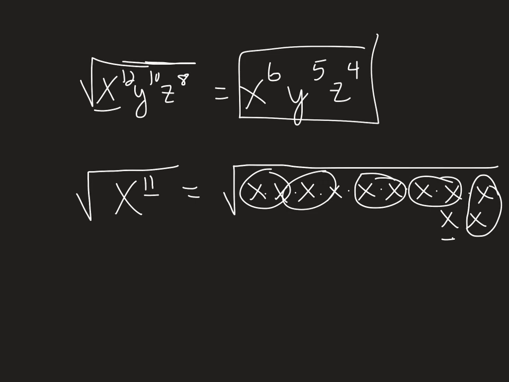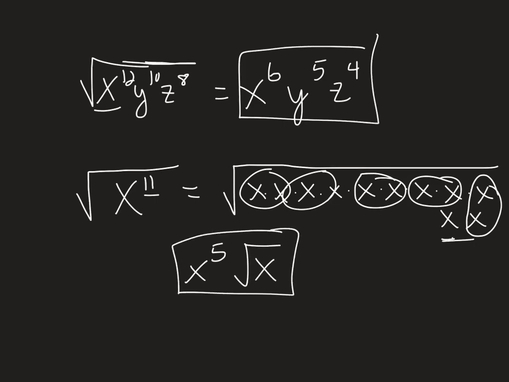All right, so what we know here is that we have 1, 2, 3, 4, 5 groups of x's. That means that 5 will come out front, and we're going to have that lone x that stays inside. All right, so that would be your final answer.